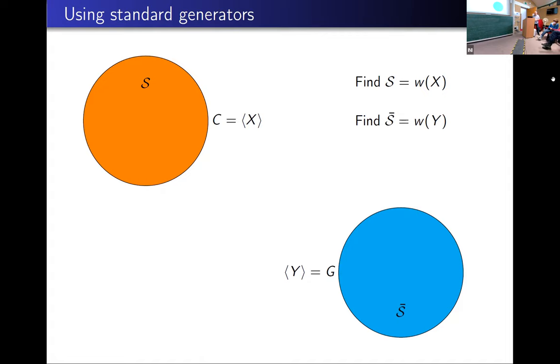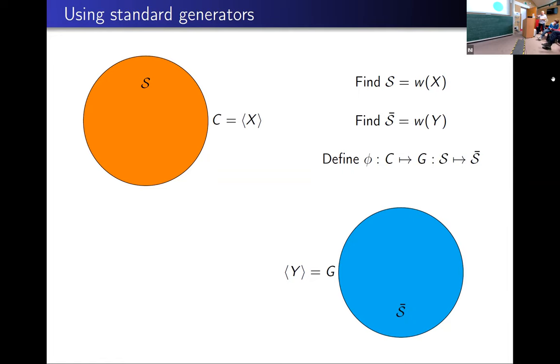So, and now if I can do that, I want to find these as words in Y. Now, if I can do this, then I can simply just extend the map. And that's essentially the key concept. We want to be able to find S, we want to be able to find S bar, we want to be able to find them as words, whatever generating sets we have. We have the ability to choose what S is, so it's not hard to do that.